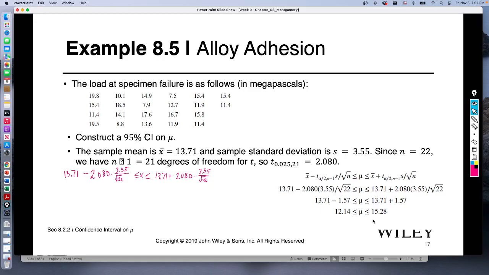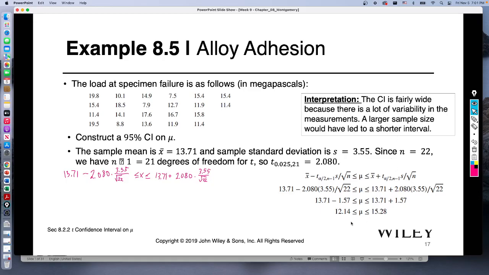The comment says that it's fairly wide. It's going from 12 to 15, so it's not really narrowing down what the mean of the population would actually be. If we want to do that, we need to get more data. We need a larger sample size. We could see that on the t chart: to get this 2.080 smaller, we need more degrees of freedom. Okay, that's pretty much it.